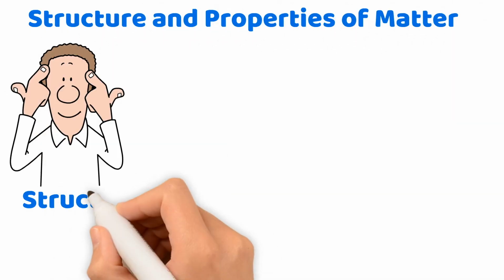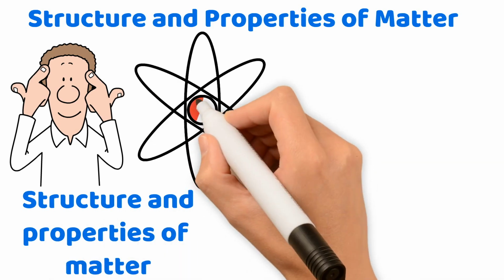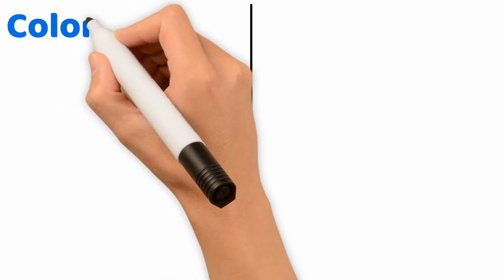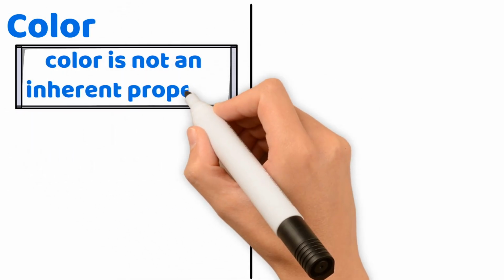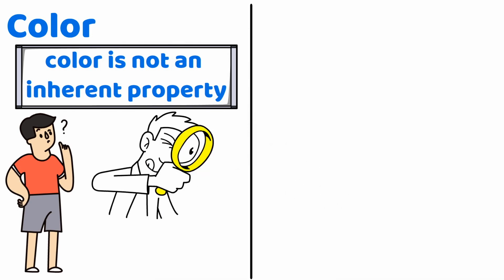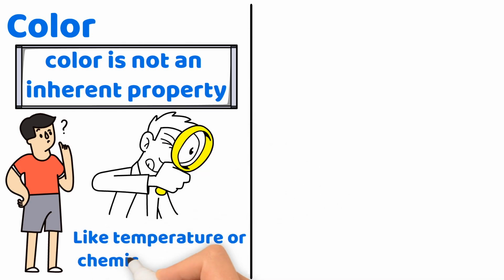Understanding the structure and properties of matter is fundamental in physical science. Let's break down some key concepts. Color. Remember, color is not an inherent property, but how substances interact with light. It's crucial for identifying substances and observing changes like temperature or chemical reactions.